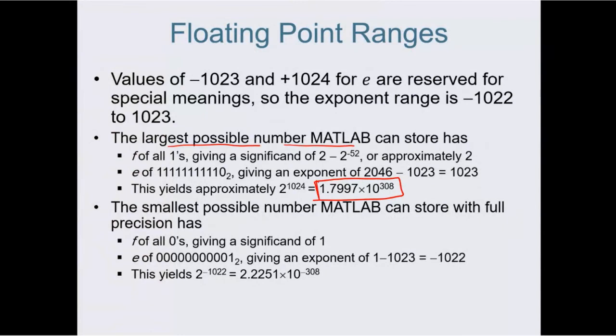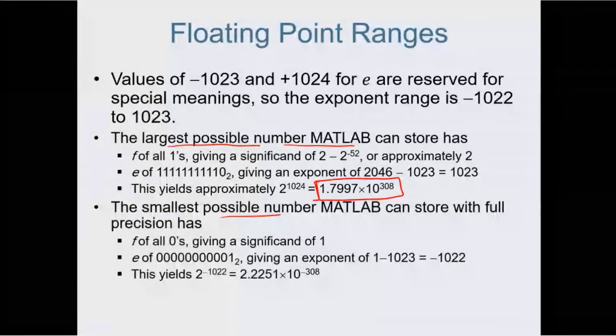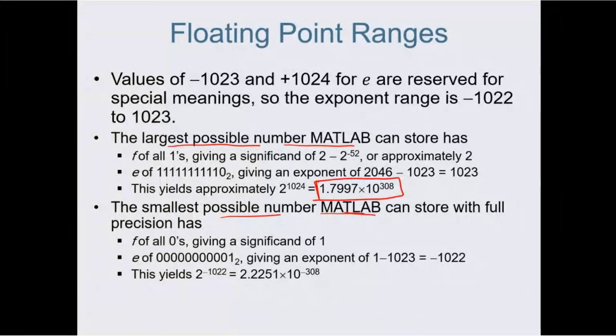And the smallest possible number which MATLAB can store with full precision is 2.225 into 10 power minus 308. Of course, that's 0.00 with 308 zeros. So of course we can say that it's quite a bit of precision that you have with these values.